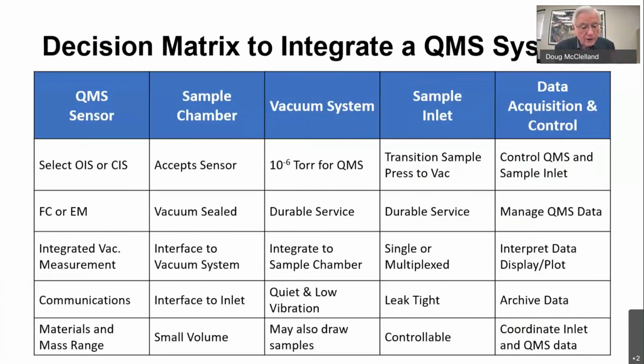And then there are other issues on materials and mass range, the design of the sample chamber, the design of the vacuum system, and what components do you use? What should the sample inlet design be? How much does it need to present the sample, and what are the control mechanisms you need? And then the data acquisition and control. So a number of things, and of course we would be very happy to help you with your decisions.